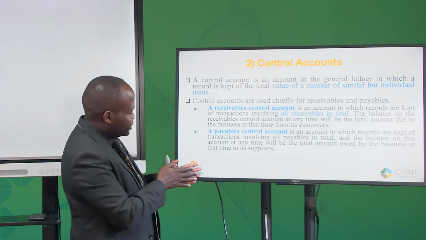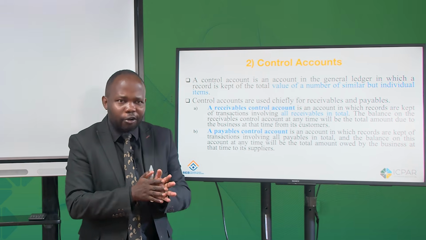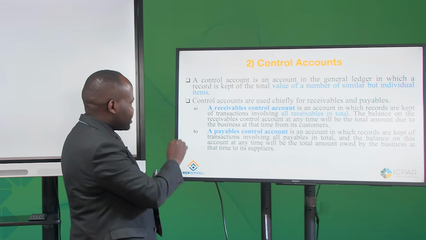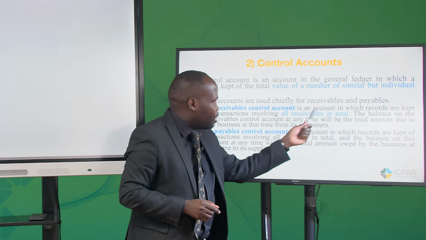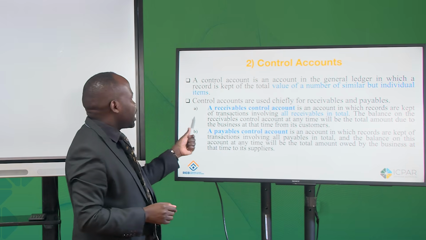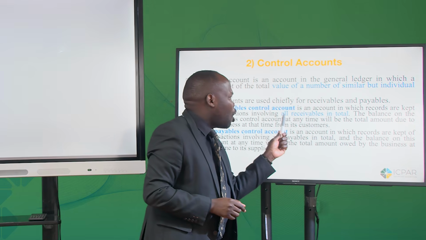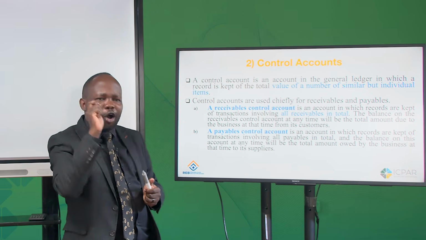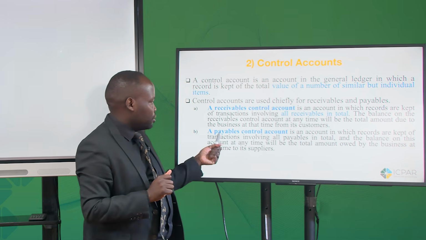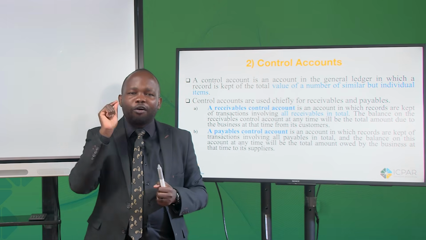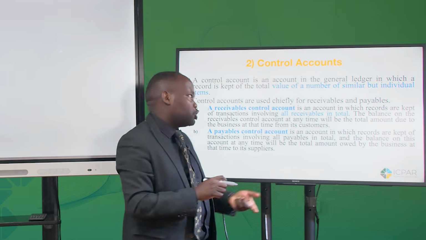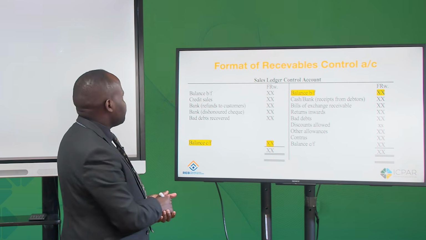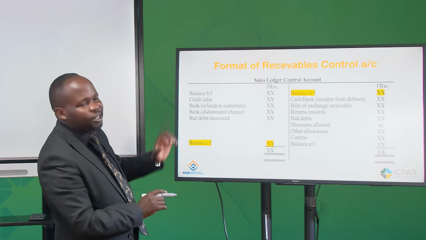But the point is this: it helps us to account for the totals of records of customers. So a receivables control account is an account in which records are kept of transactions involving all receivables in total. A summary of all receivables in total. The other one is a summary of all payables in total. Format. Now, this is the format for receivables.